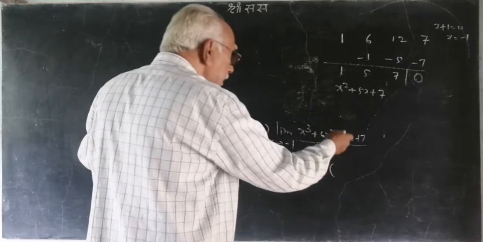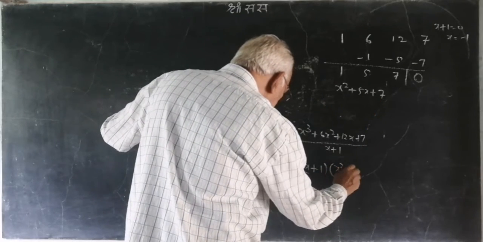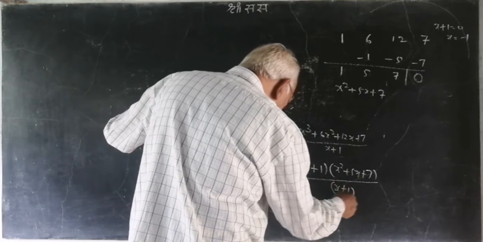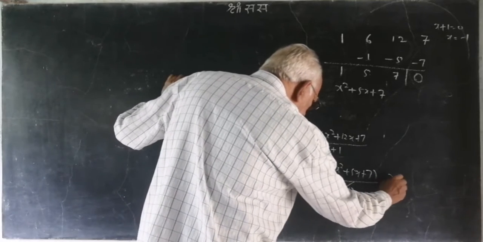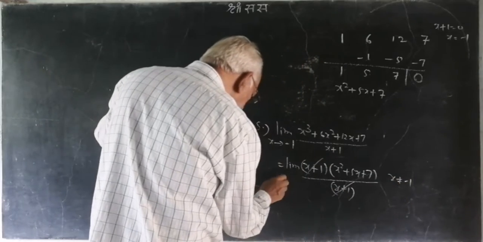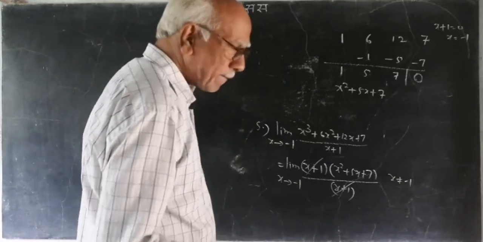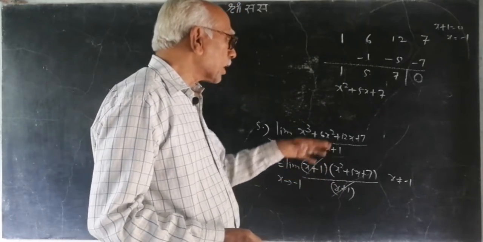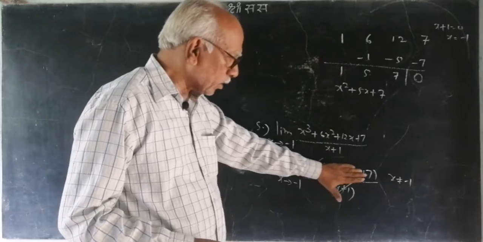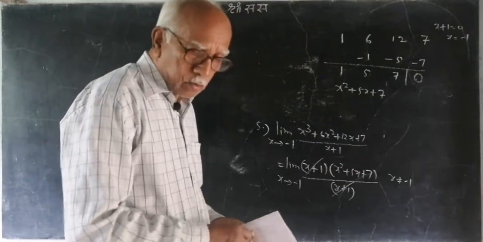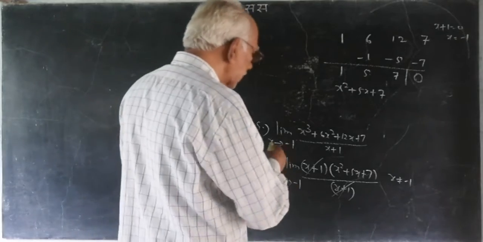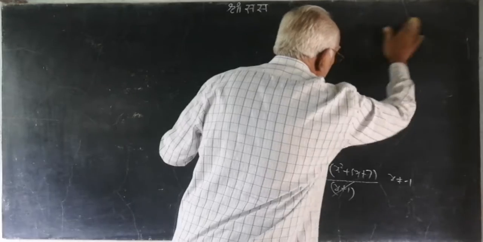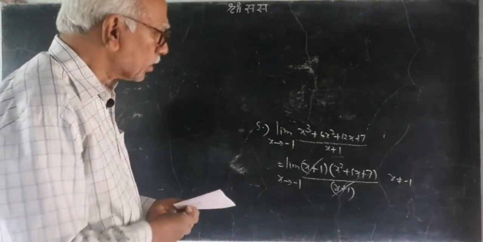X plus 1 into, this is the quotient, x square plus 5x plus 7 divided by x plus 1. So, you can cancel, provided x is not equal to minus 1 as x tends to minus 1. This is one concept. Otherwise, you can say by actual division, you can write down only this much part also. So, now what happened? The point of discontinuity is removed, the function becomes continuous, therefore, limit of f(x) as x tends to a is equal to f(a).